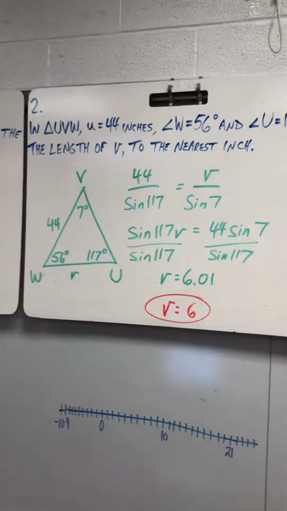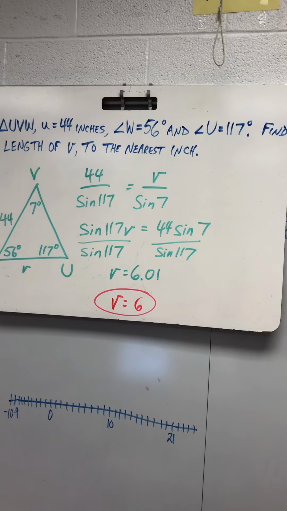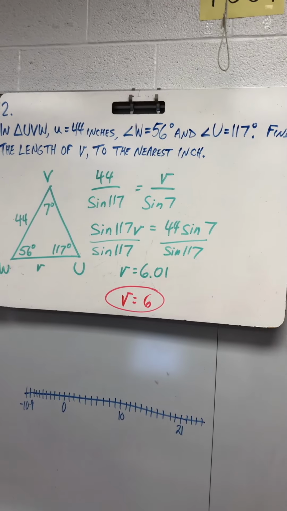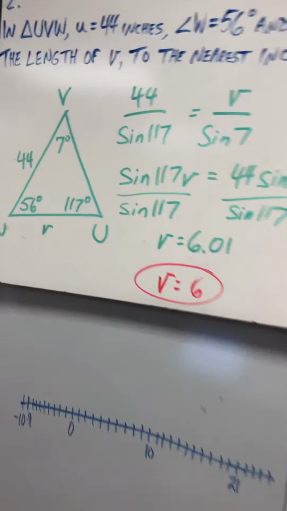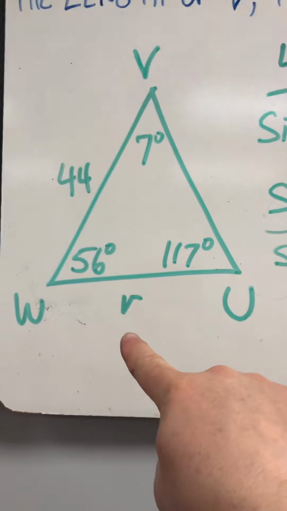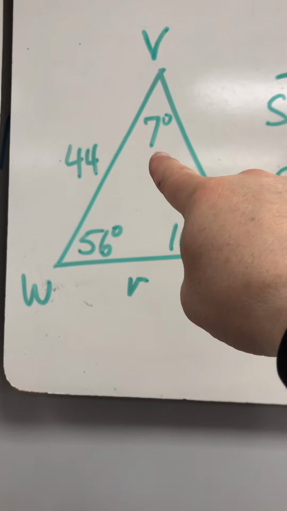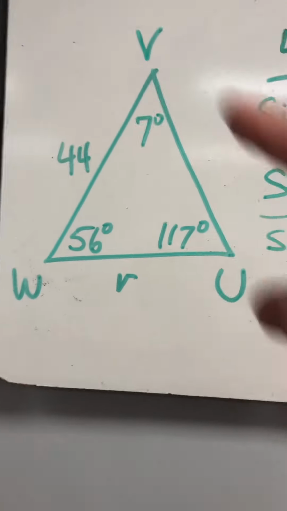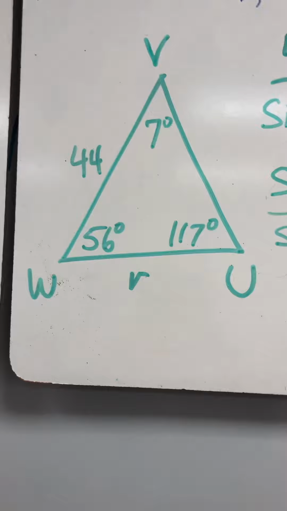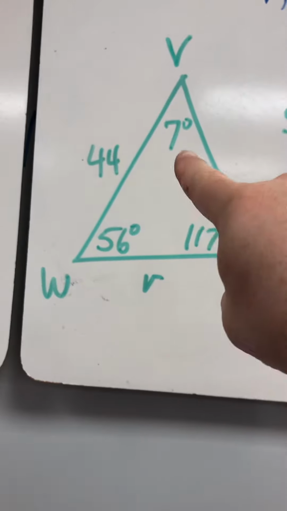In this next one, triangle UVW, little u equals 44, angle W equals 56, angle U equals 117. Find the length of little v to the nearest inch. Once again, you have to draw a triangle. Now hold on a second. In order to find this side, I was given this 56 and this 117, but I wasn't given the third angle. How do I find that? Oh yeah, the three angles of a triangle add up to 180. So you take 56 plus 117, which makes 173. Subtract from 180, you get 7. So that's how I got that angle.